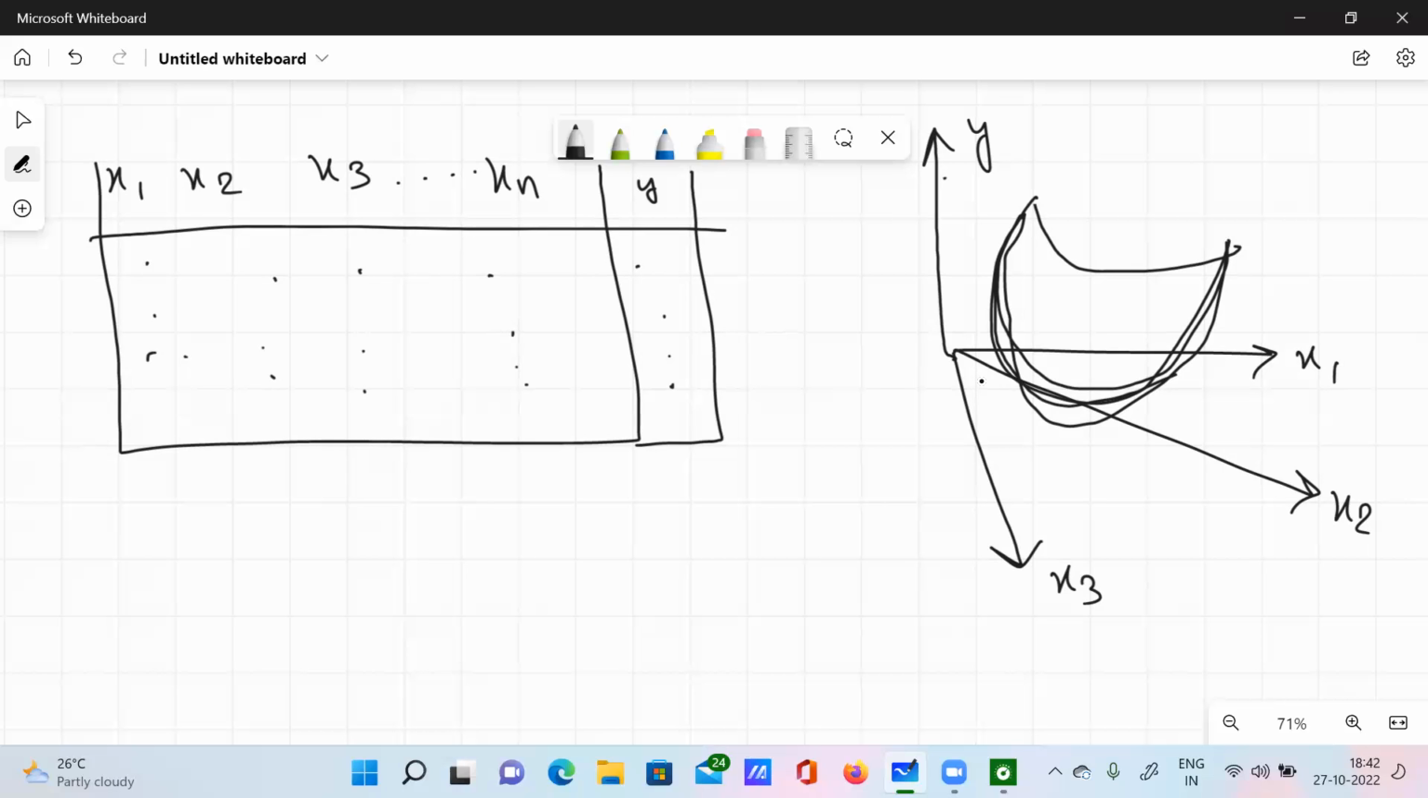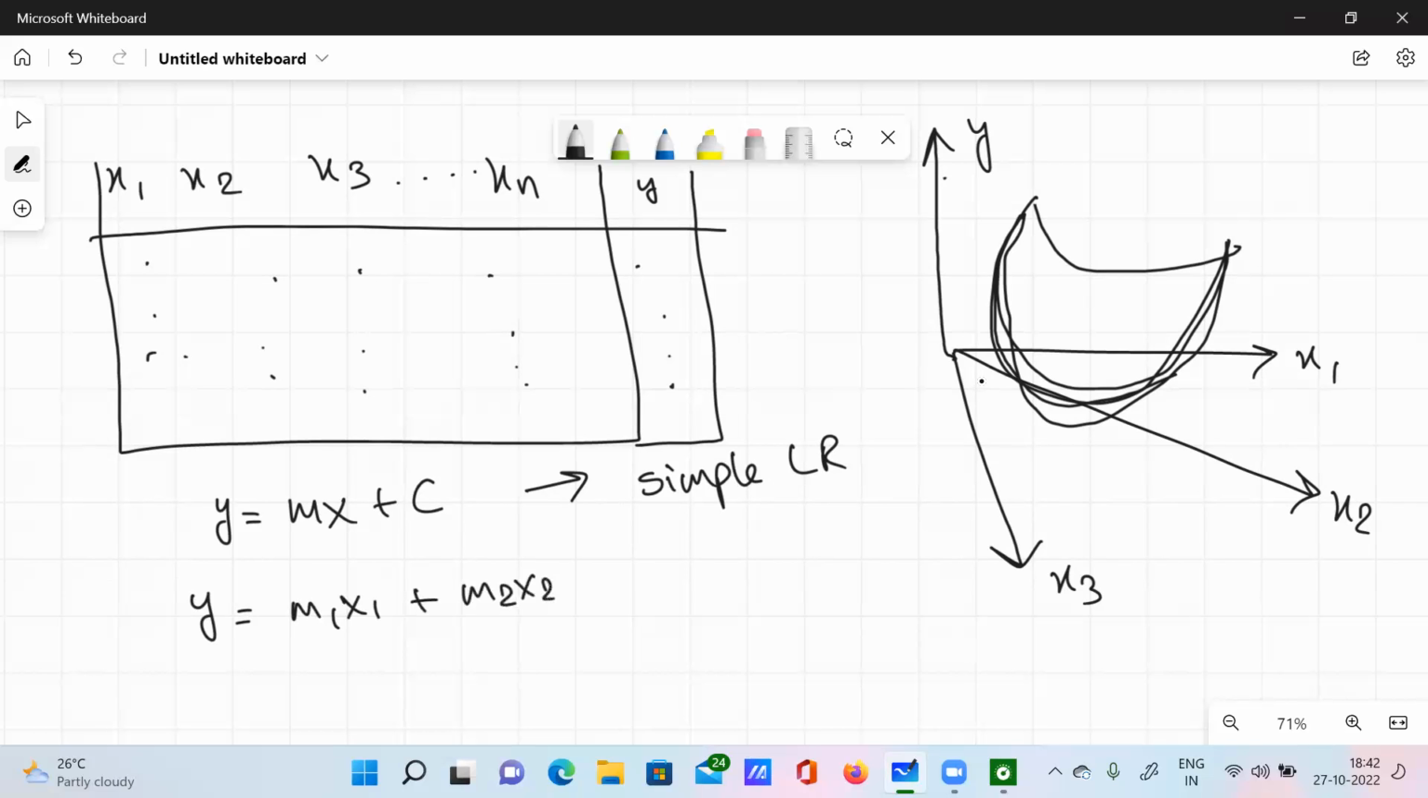I'll talk more about this parabolic form later, but for now, just look at this equational form. We all know that y equal to mx plus c, right? This is a simple straight line, I mean, simple linear regression. But what is this: y equal to m1 x1 plus m2 x2 plus and so on plus mn xn plus c plus e?